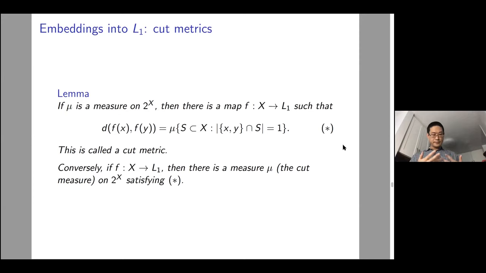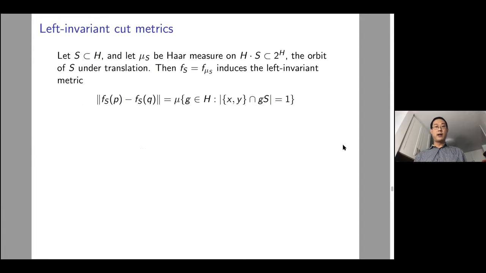In particular, if I want to construct a left invariant map from the Heisenberg group into L1, it's enough to consider left invariant measures on the power set. And so that's exactly what I'm going to do. I'm going to define a collection of left invariant cut metrics based on subsets of the Heisenberg group by saying that for a subset S of the Heisenberg group, I'm going to define a measure mu S, which is the Haar measure on the orbit of S under translation, the collection of translates of this set S.